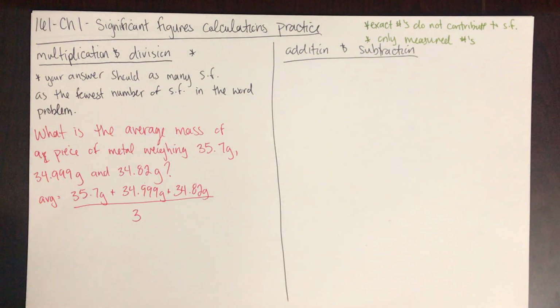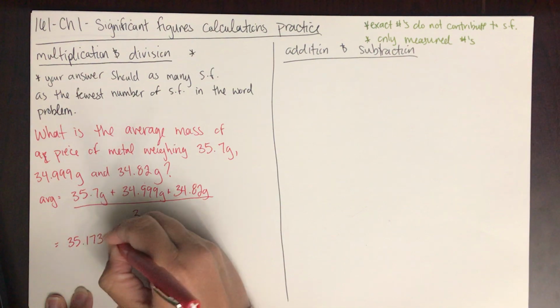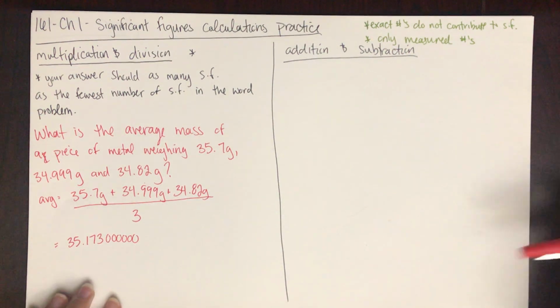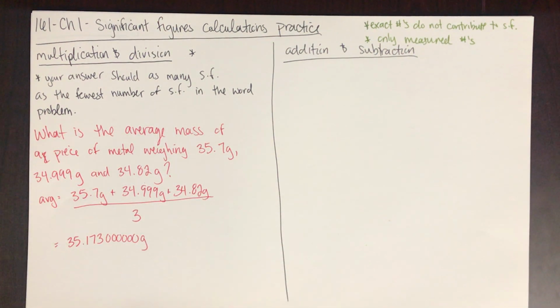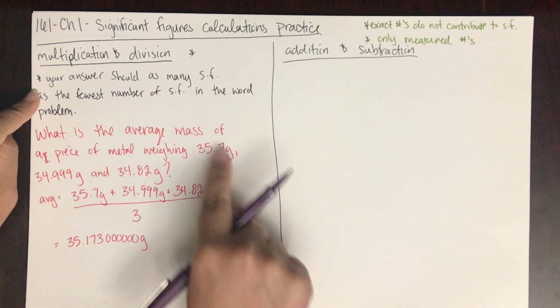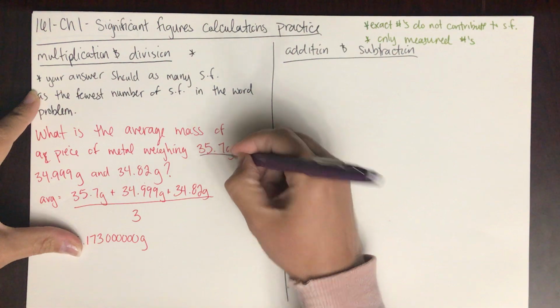So I'm just going to write this whole number out. The average equals 35.173000000 grams. So if you answered this on an exam, you would lose a point, because even though this is the right number, and even though you have the correct unit, this is not the correct number of significant figures. So let's figure out how many significant figures this answer should have, because it doesn't say report your answer to a certain number of significant figures. You determine how many significant figures your answer should have based on the problem. So here I have 3 different masses.